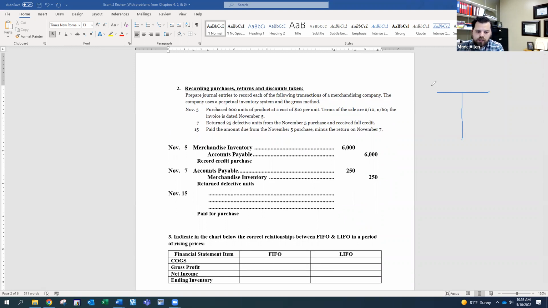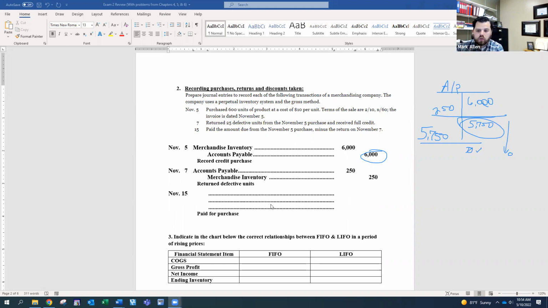Well, if we were to do an accounts payable T account, for example, we would know that at the beginning of this, we credited accounts payable for $6,000. Then we debited accounts payable for $250, leaving us a credit balance of $5,750. That's my credit balance. Now, once I pay the bill, this has to go all the way down to 0. So that means I'll need to debit accounts payable for $5,750, leaving me with a 0 balance, which is correct.